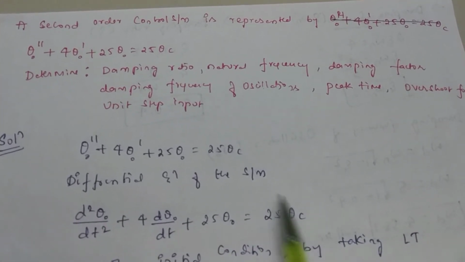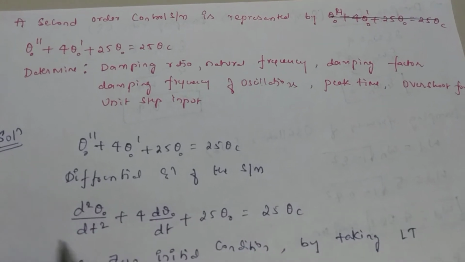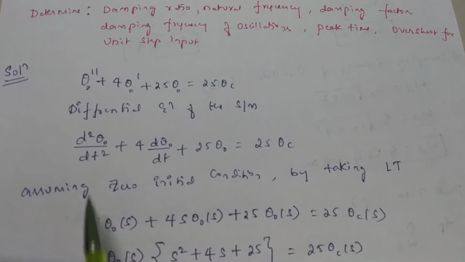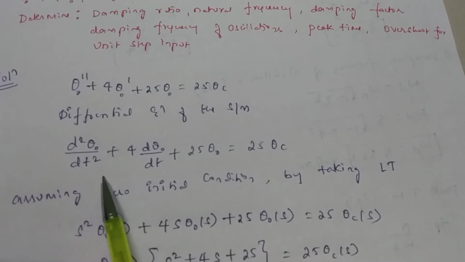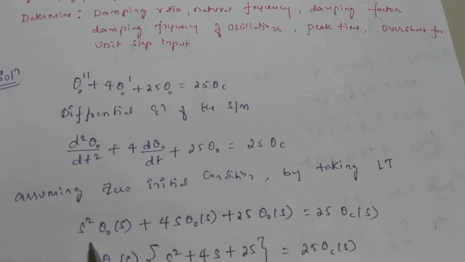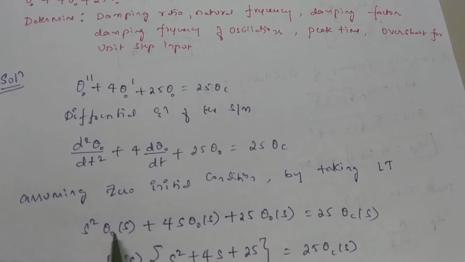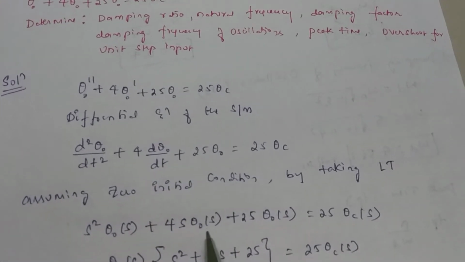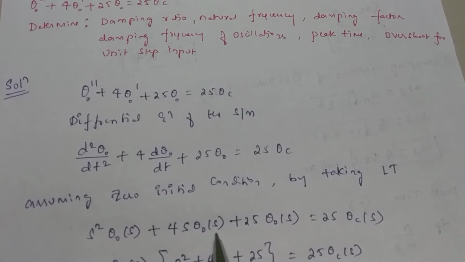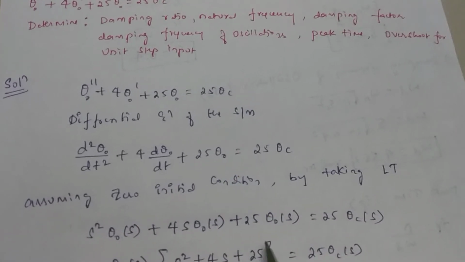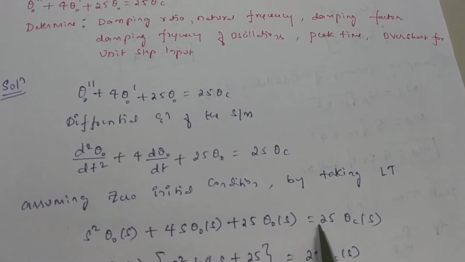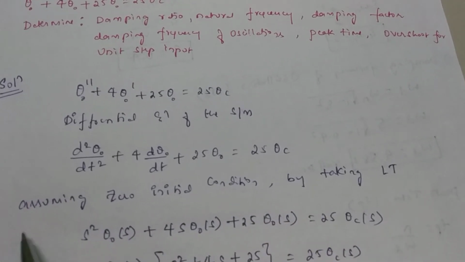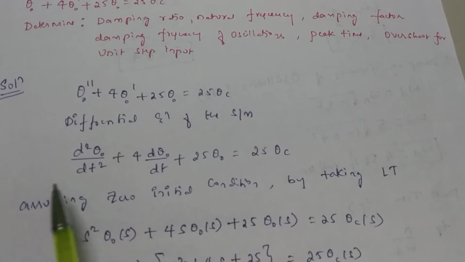For this differential equation we have to take a Laplace transform. So what is the Laplace transform form? See here, d square theta by dt square is s square into theta of s, plus 4 into d theta by dt is 4s into theta of s, plus 25 into theta of s, equal to 25 theta c. So this is the Laplace transform of the given differential equation.